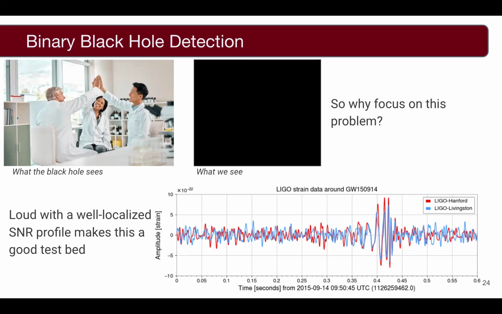Binary black holes, as I showed in the simulated signals before, are louder than binary neutron stars, and they have a more compact signal-to-noise ratio profile, more contained in space, and those characteristics make them easier to detect. So we'll start with this. It's a good place to test out techniques that we can hopefully extend to detecting NSBH, neutron star black hole, or BNS, binary neutron star mergers.